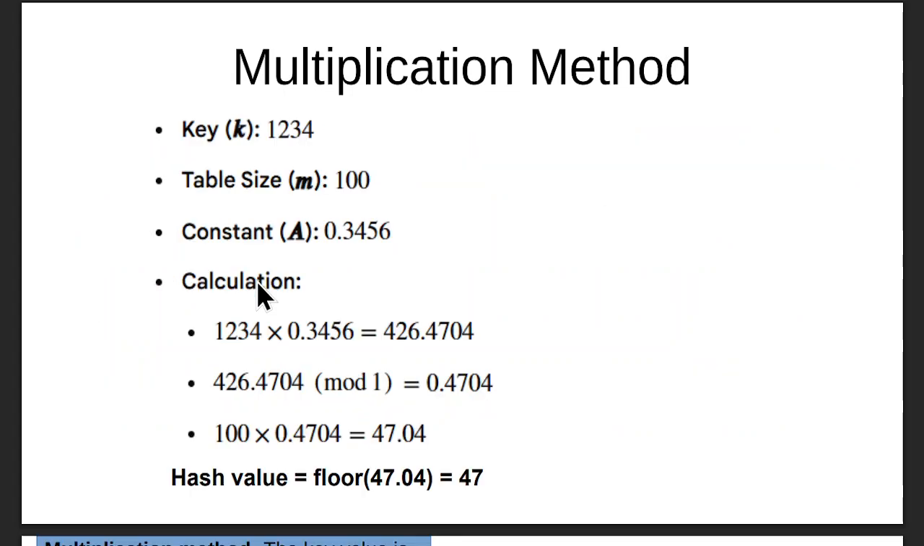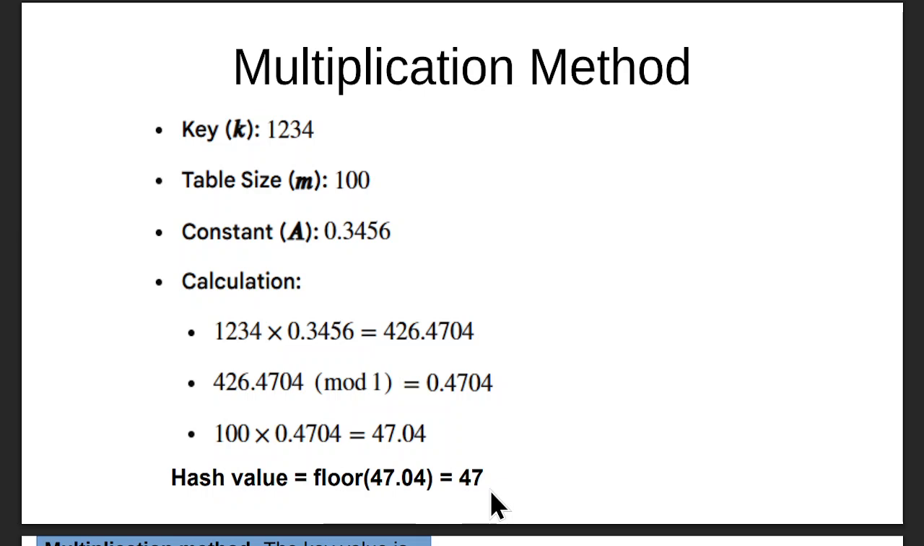And here is an example. We have a key value 1, 2, 3, 4. The table size is 100. We select a constant, and then we multiply the key value with that constant, and we extract the fractional part of that result, and then multiply it by the table size, which is 100, and then we remove the fractional part by taking the floor of that. So we obtain the index value.